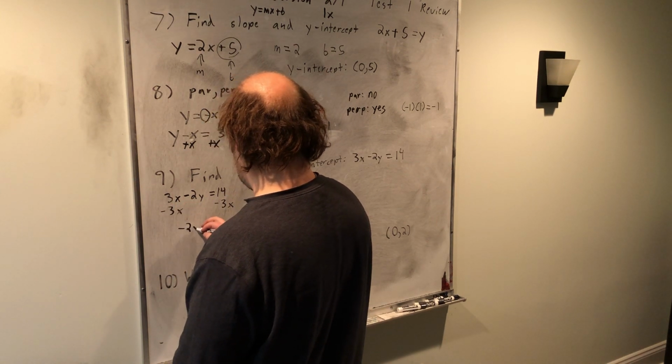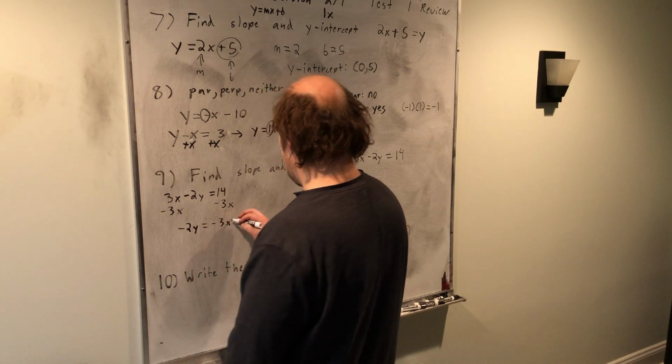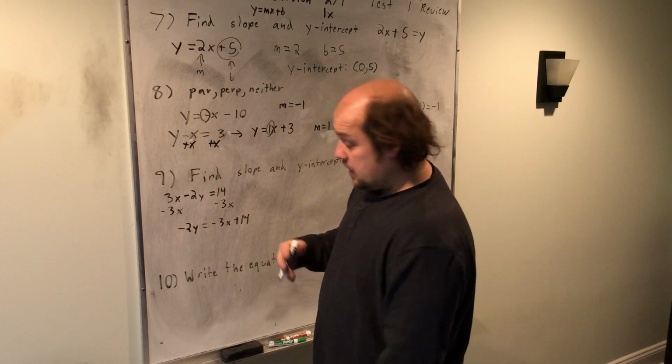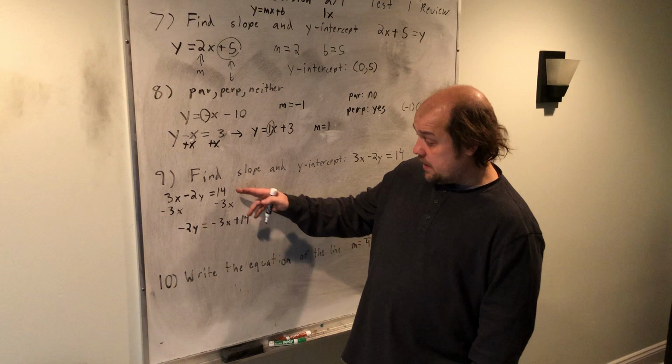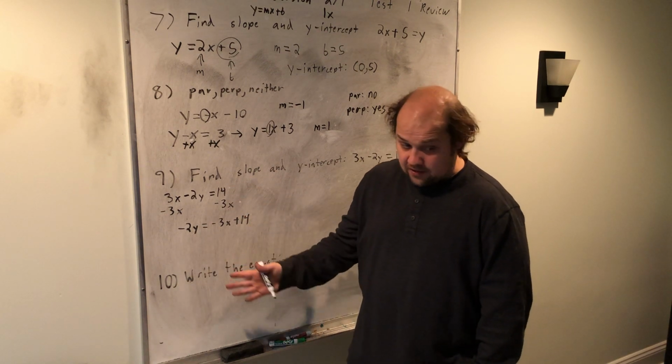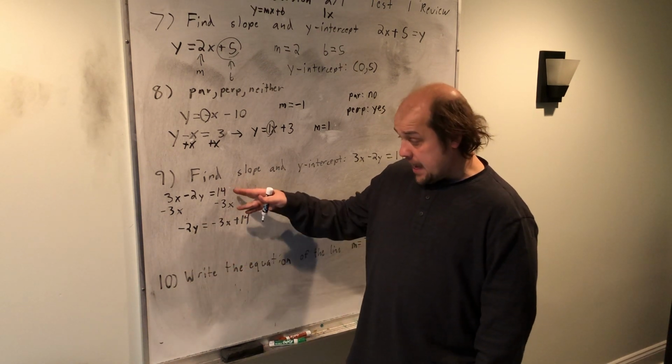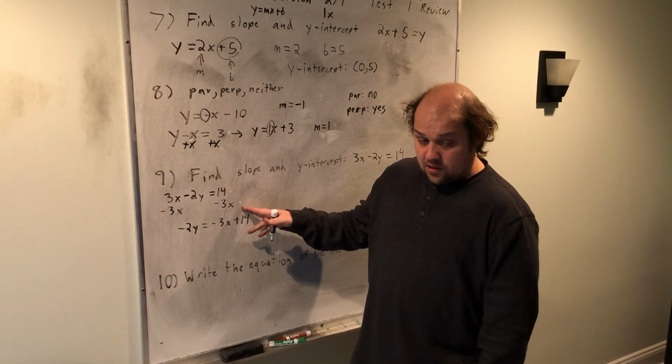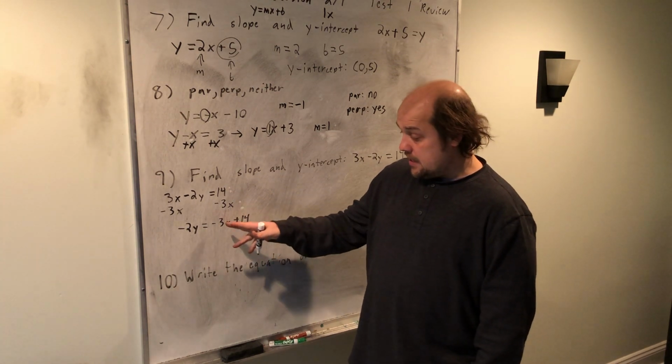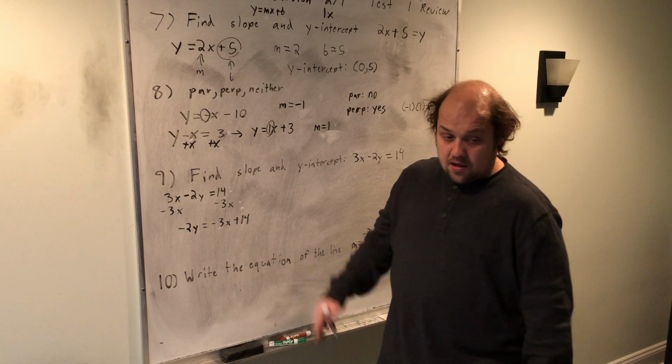That leaves me with -2y equals -3x plus 14. Again, make sure that you see why 14 and -3x don't make 11x. I cannot combine something without x's with something that does have x's. It needs to stay negative 3x plus 14.